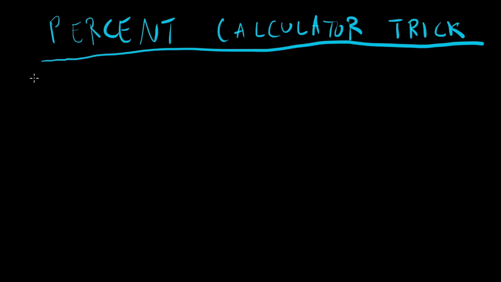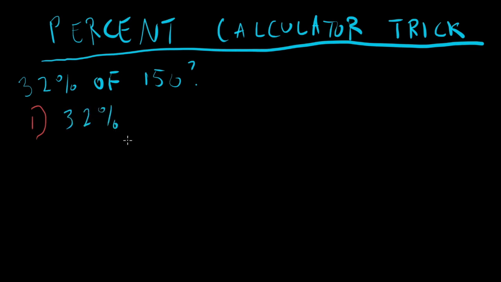So if we look back at the problem that we did a few minutes ago, we can say 32% of 150. Now what we need to do here is convert to a decimal. So when we convert to a decimal, all we do is we take 32% and we move it twice to the left. That's the way we convert to a decimal. So 32% in decimal form is going to be 0.32.